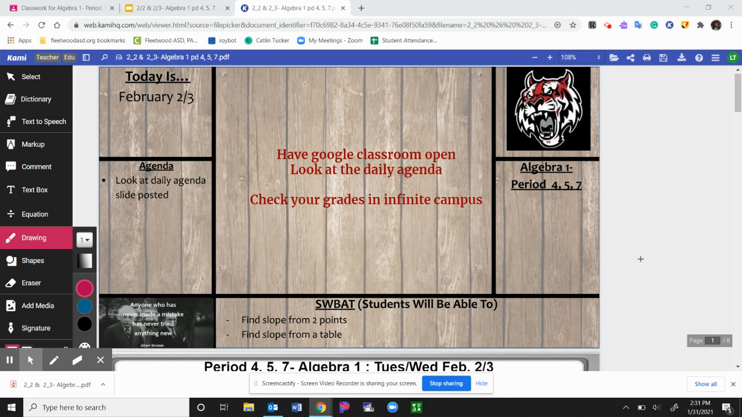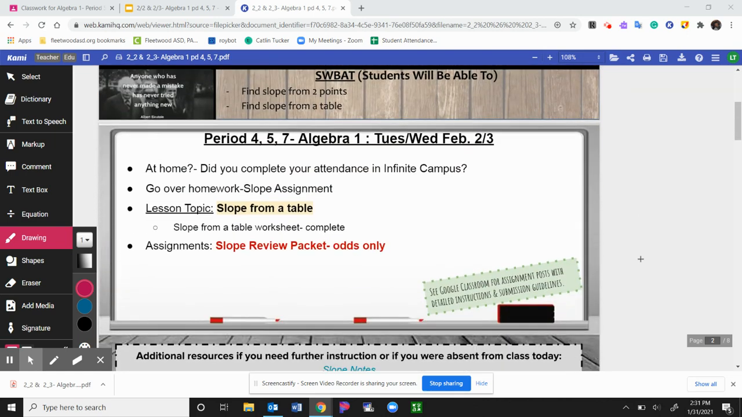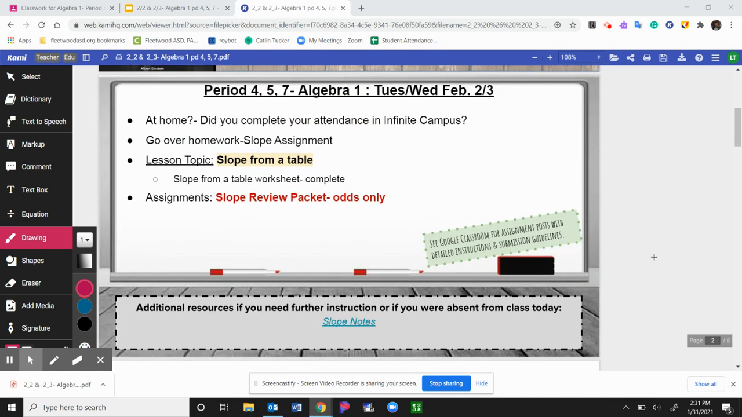Take a look in Google Classroom for your daily agenda. So this is it here. If you're at home, please make sure you're doing your attendance through the Pinnick campus. We're going to go over the homework, do a very short lesson on slope from a table, and then you're going to be completing that worksheet. After that, you're going to have a review packet to complete, but only the odds. Also, don't forget down here at the bottom of your class agenda are the slope notes from the last class. So if you're stuck at any point, you can go back and look at these.